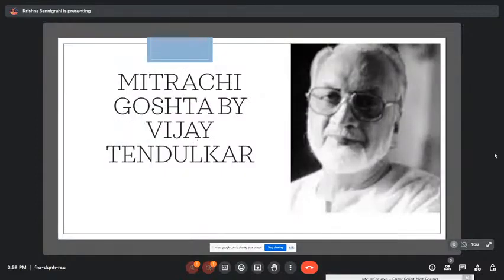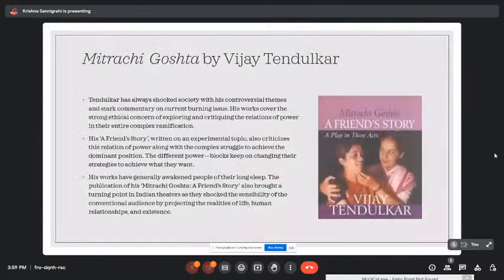Then comes Vijay Tendulkar's Mitrachi Goshta. Tendulkar has always shocked society with his controversial themes and stark commentary on current burning issues. His works cover strong ethical concerns, so ethics, values, morals, an ethical concern of exploring and critiquing the relations of power in their entire complex ramification is reflected in his works, and this particular work is no exception.